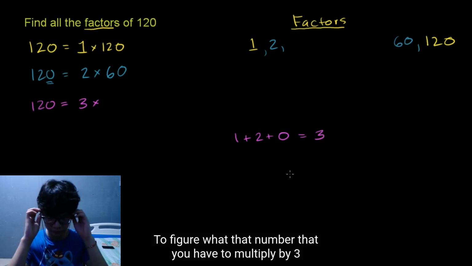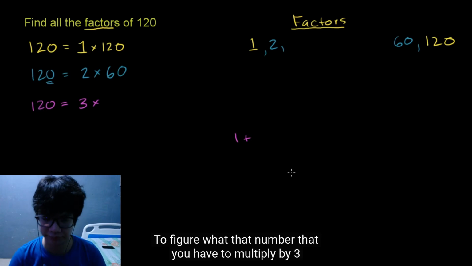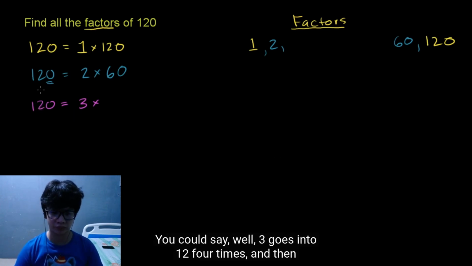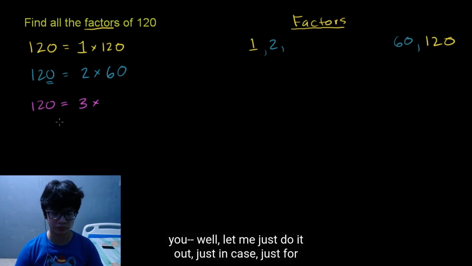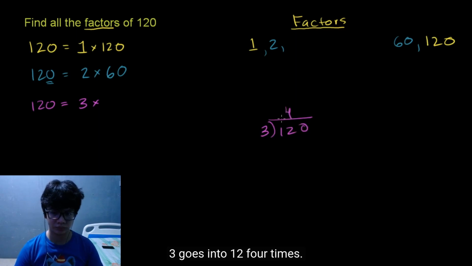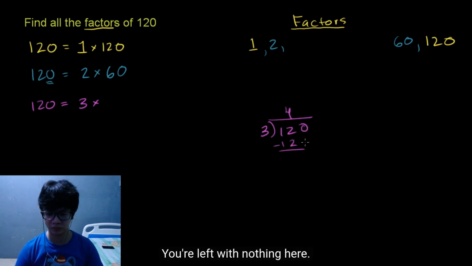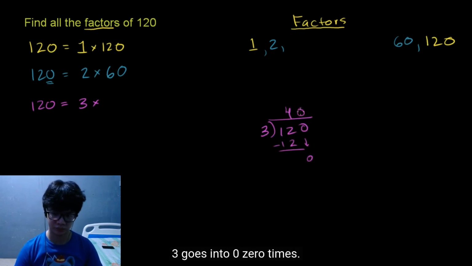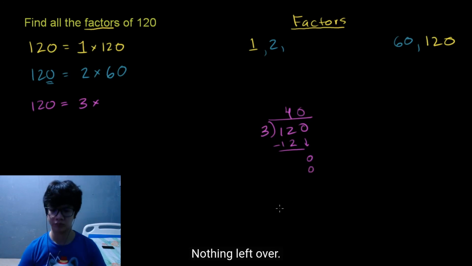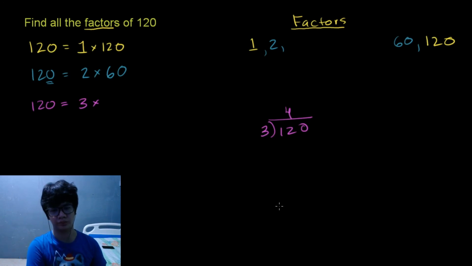And to figure out what number you have to multiply by 3, you could do it in your head. You could say, well, 3 goes into 12 4 times. And then let me just do it out, just for those of you who want to see it worked out. 3 goes into 12 4 times. 4 times 3 is 12. You subtract. You're left with nothing here. You bring down this 0. 3 goes into 0 0 times. 0 times 3 is 0. Nothing left over. So it goes into it 40 times.